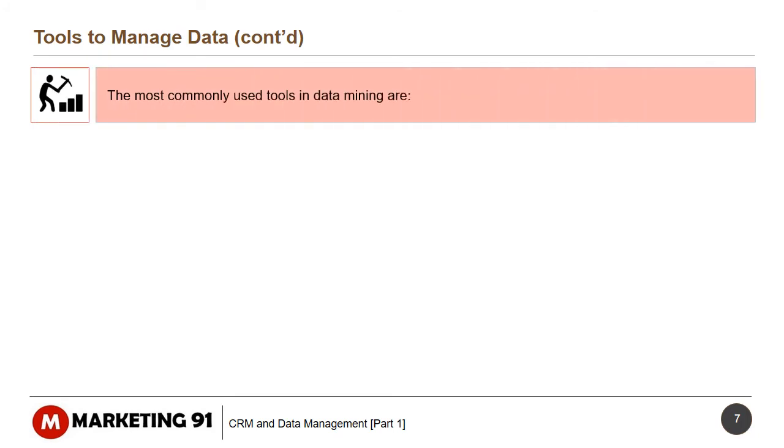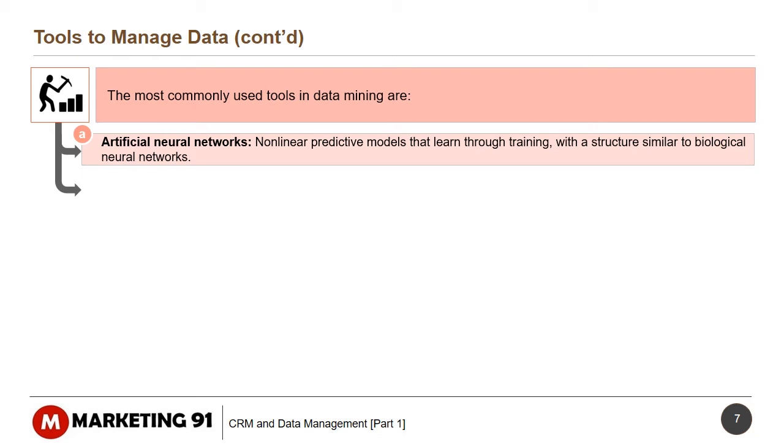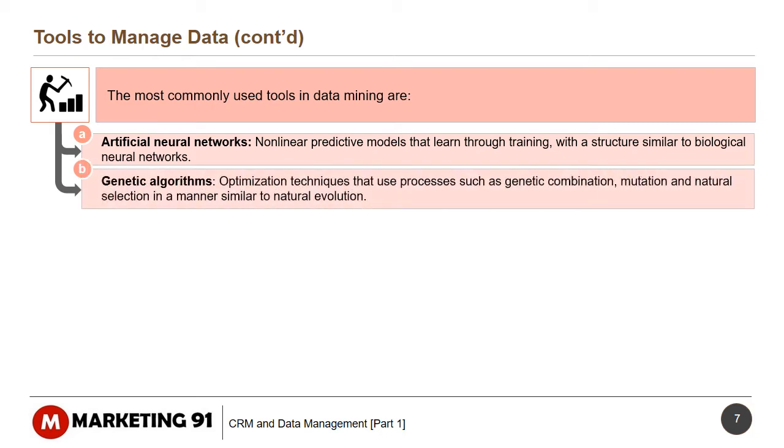The most commonly used tools in data mining are artificial neural networks, nonlinear predictive models that learn through training with a structure similar to biological neural networks; genetic algorithms, optimization techniques that use processes such as genetic combination, mutation and natural selection in a manner similar to natural evolution.